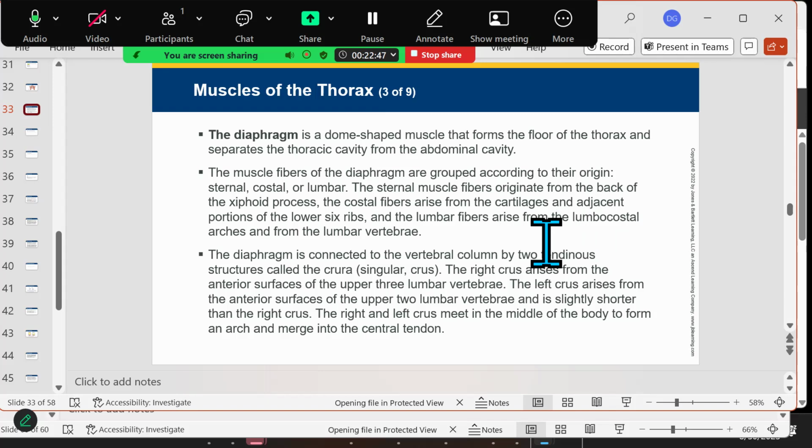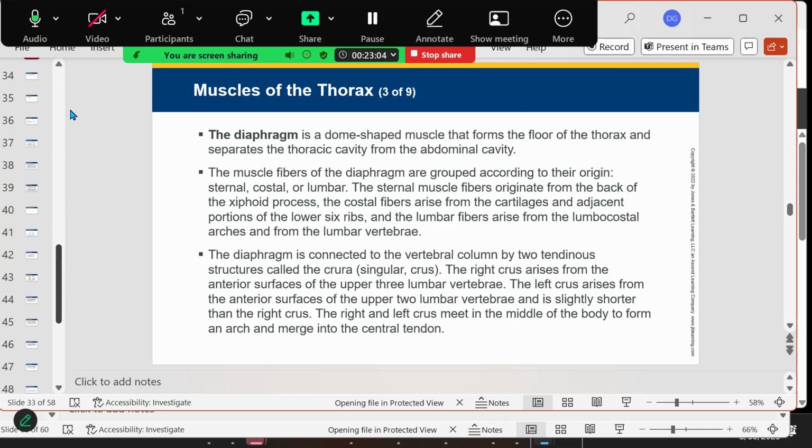It's connected in the front and the back, in the sides. The esophagus and the aorta have to go through the diaphragm. Sometimes that causes trouble. You may have heard of a hiatal hernia, which is a portion of the stomach that actually moves up into the chest.